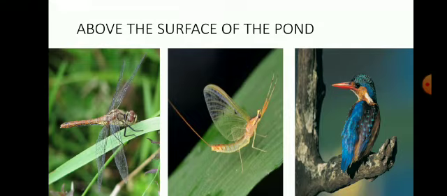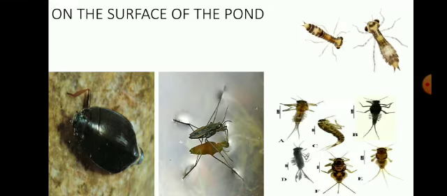Now let us see the animals that are living on the surface of the pond. Whirling beetle, like you're seeing here in the first image, pond skater in the second image, larva of mayfly in the third image. In the third picture above you can see larvae of dragonflies, and below it is a larvae of mayfly, children.